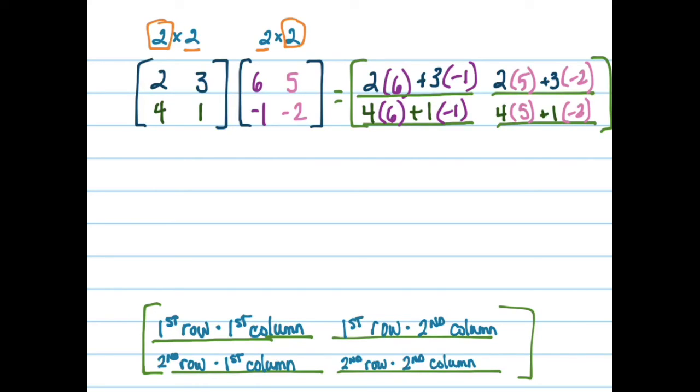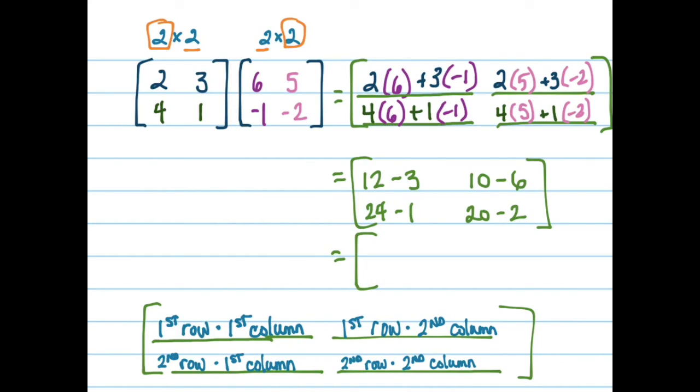So from here, it's really just simplifying again, and I can say this is equal to 12 minus 3. 4 times 6 is 24, minus 1. We got 10 minus 6 over there, and we got 20 minus 2 for that one. So our final answer would be 12 minus 3 is 9, 24 minus 1 is 23, 10 minus 6 is 4, and 20 minus 2 is 18. So we wound up with a 2 by 2 matrix, and we're good to go.